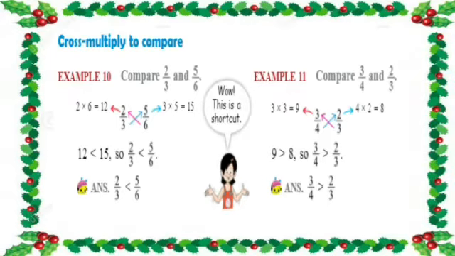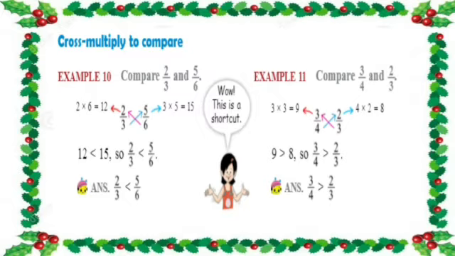Next, we will compare the fractions by cross multiplication. Let us see an example. Compare 2 by 3 and 5 by 6. Take the fractions 2 by 3 and 5 by 6 and then cross multiply. So how do you cross multiply? You multiply 2 and 6 and then 3 and 5. So 2 into 6 is 12 and 3 into 5 is 15. When you multiply, you get these as the product. So if you compare, you get 12 is less than 15. So the fraction 2 by 3 is less than 5 by 6.